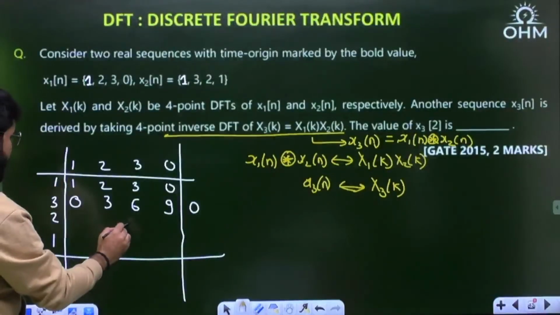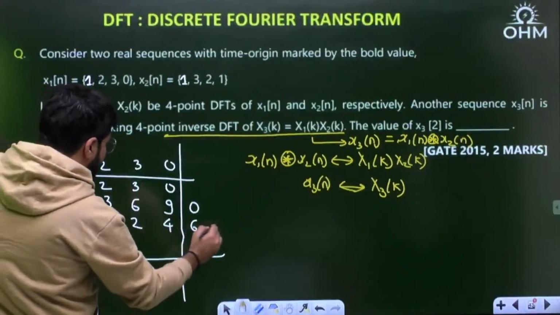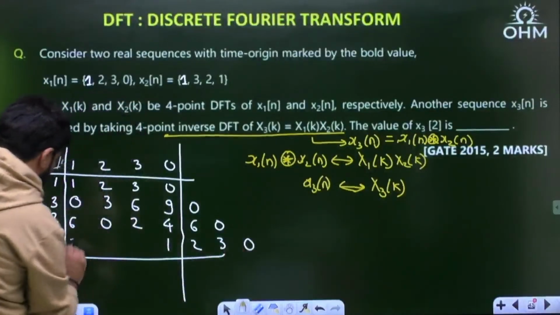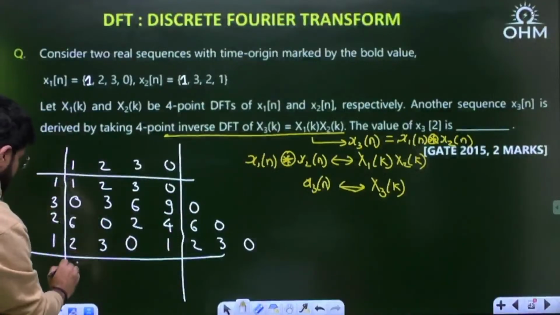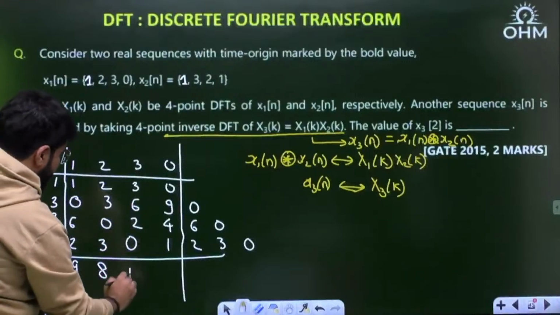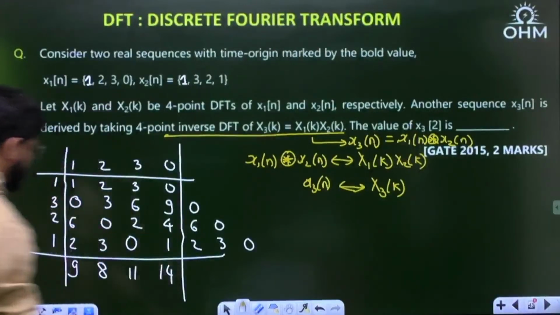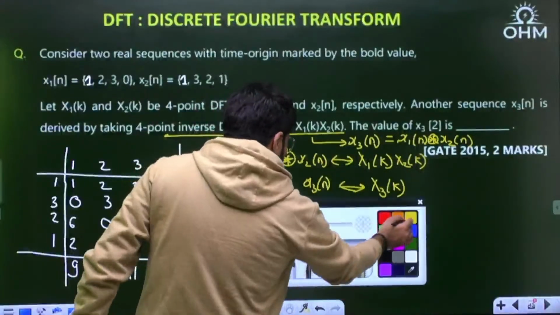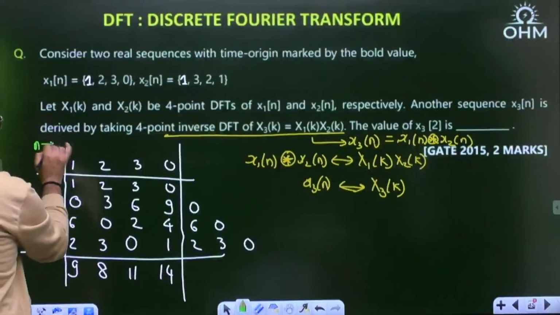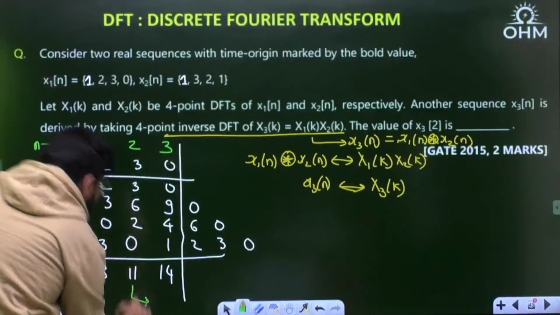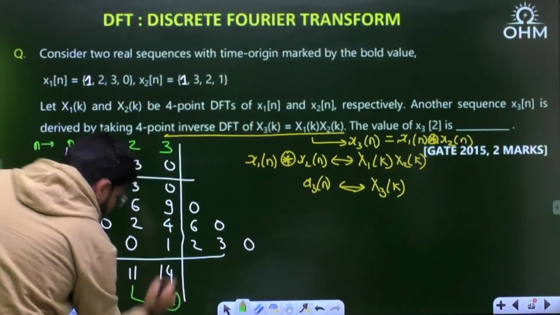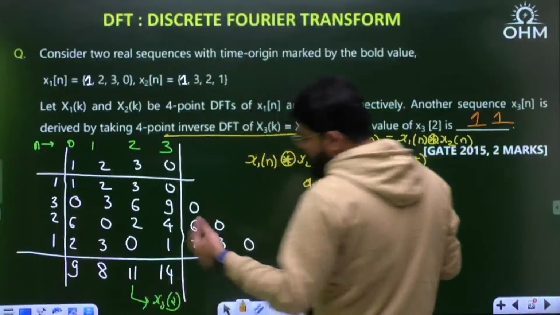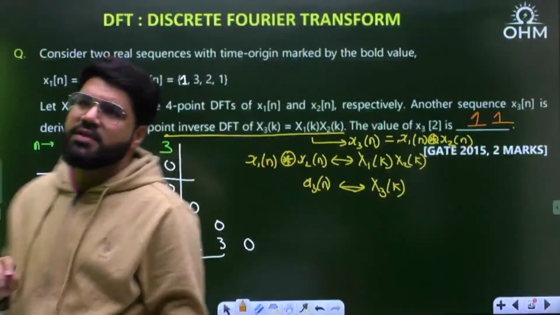Now multiply by 2, one more unit. So 2 into 1, 2 into 2, 2 into 3, and 2 into 0. This 6 and 0 will come up here, and then multiply by 1. So 1, 2, 3, and 0. 2, 3, and 0 will come up here. The result is 9, 8, 11, 14. What is the value of x3[2]? We know that the time is 0, 1, 2, 3, so this is n equal to 2, and this is the value of x3[2]. The answer is 11. To convert to a NAT question, they asked for a specific value, that is x3[2], and the answer is 11.